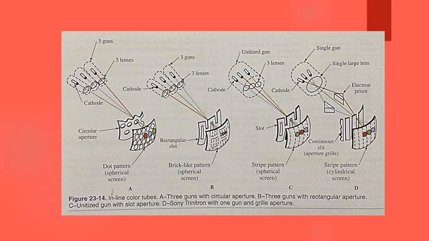Inline gun assemblies were invented after the shadow mask tube, figure 23-14. It shows 4 inline gun assemblies with different aperture, grill, and screen patterns. A color television receiver is a very complex instrument. It has to be able to produce both color and black and white pictures. But not all the televisions are color televisions, so the incoming signal must also work with black and white sets. Figure 23-15 shows a block diagram of a color television receiver.